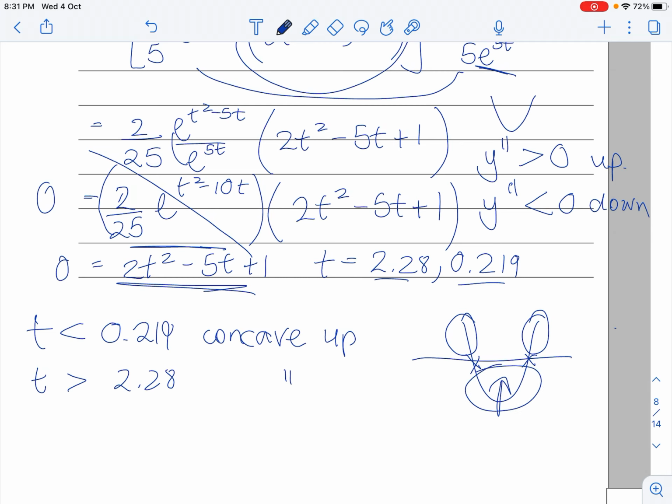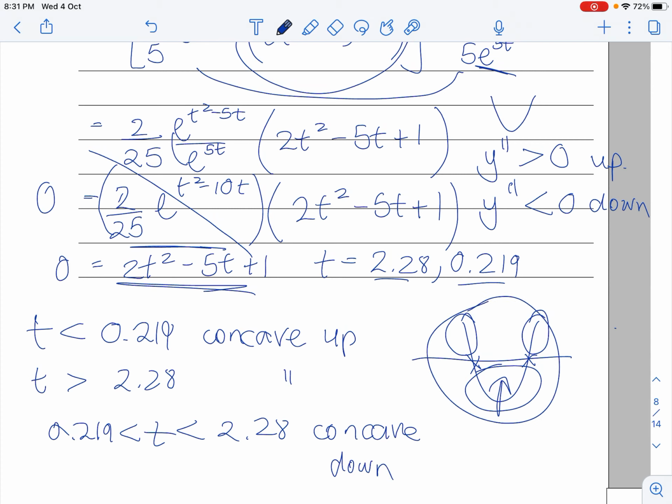Now between those 2 points, it's negative. So that's frowny face. So between 0.219 and 2.28, therefore it's concave down. Sorry, I know I used a parabola. That's not the actual graph of the thing, but it does show you where it's positive and when it's negative, and that's what you're looking for. And that describes the concavity of it.